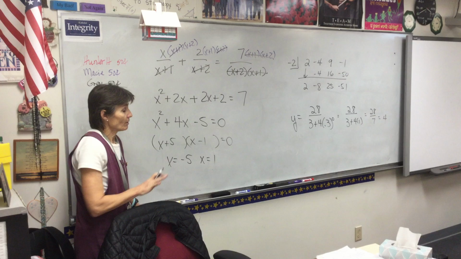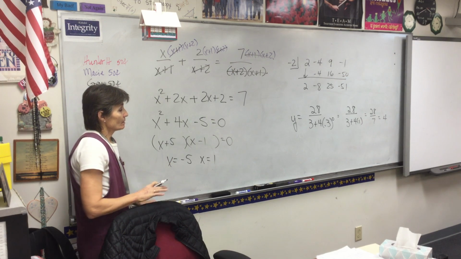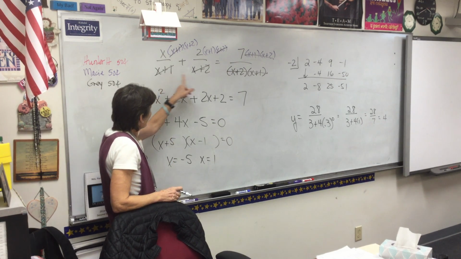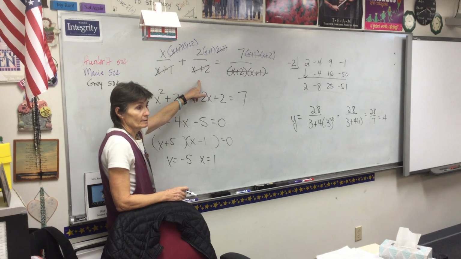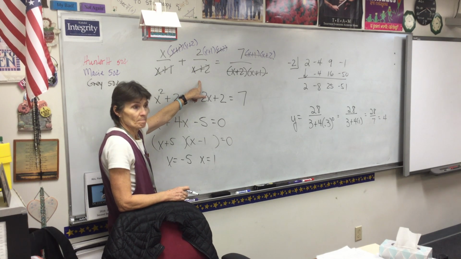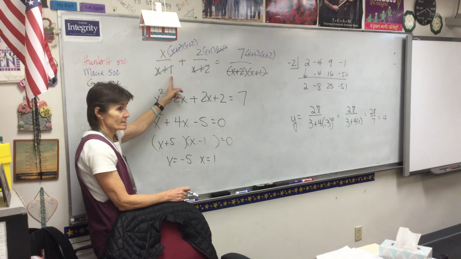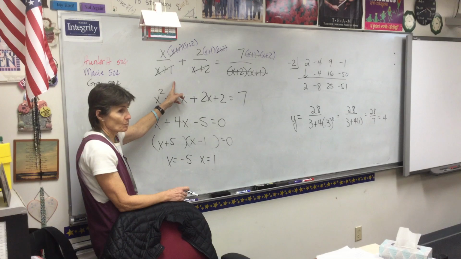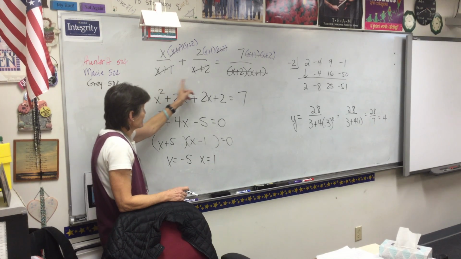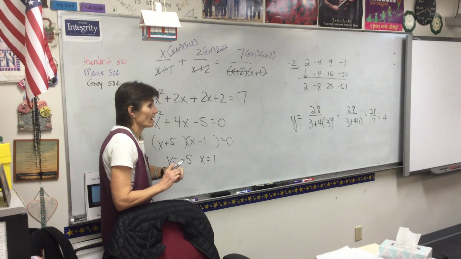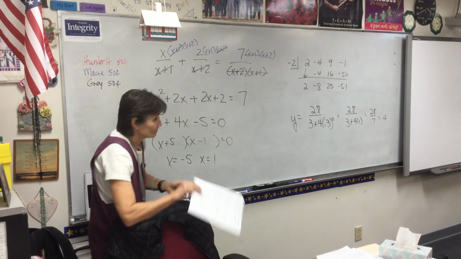Now watch that radar. If you put -5 or 1, are you going to have any problems? No. These are both good answers. 1 plus 1 is not 0. -5 plus 1 is not 0. Remember, if it makes the denominator 0, you have to throw it out. But these don't.